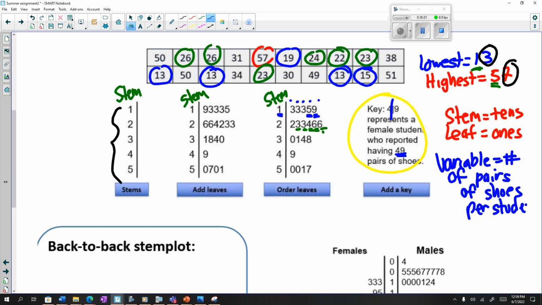So that's why they put in the key number of pairs of shoes, all right? Just keep in mind, 4/9 could represent 49 like here, but 4/9 could represent 4.9 if we were doing decimals, or 4,900 if we were doing thousands, or 4.9 million. So it really depends on the context of the question, what you're letting represent your stem and your leaf.